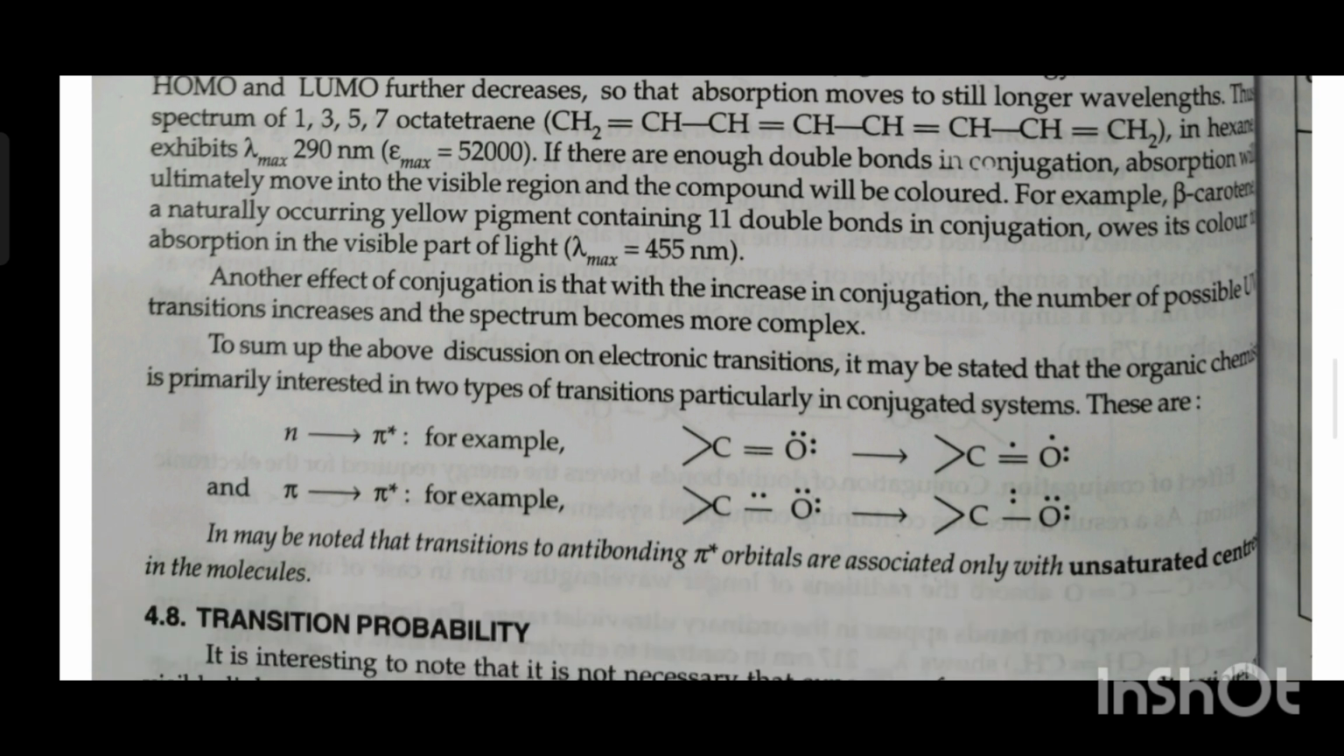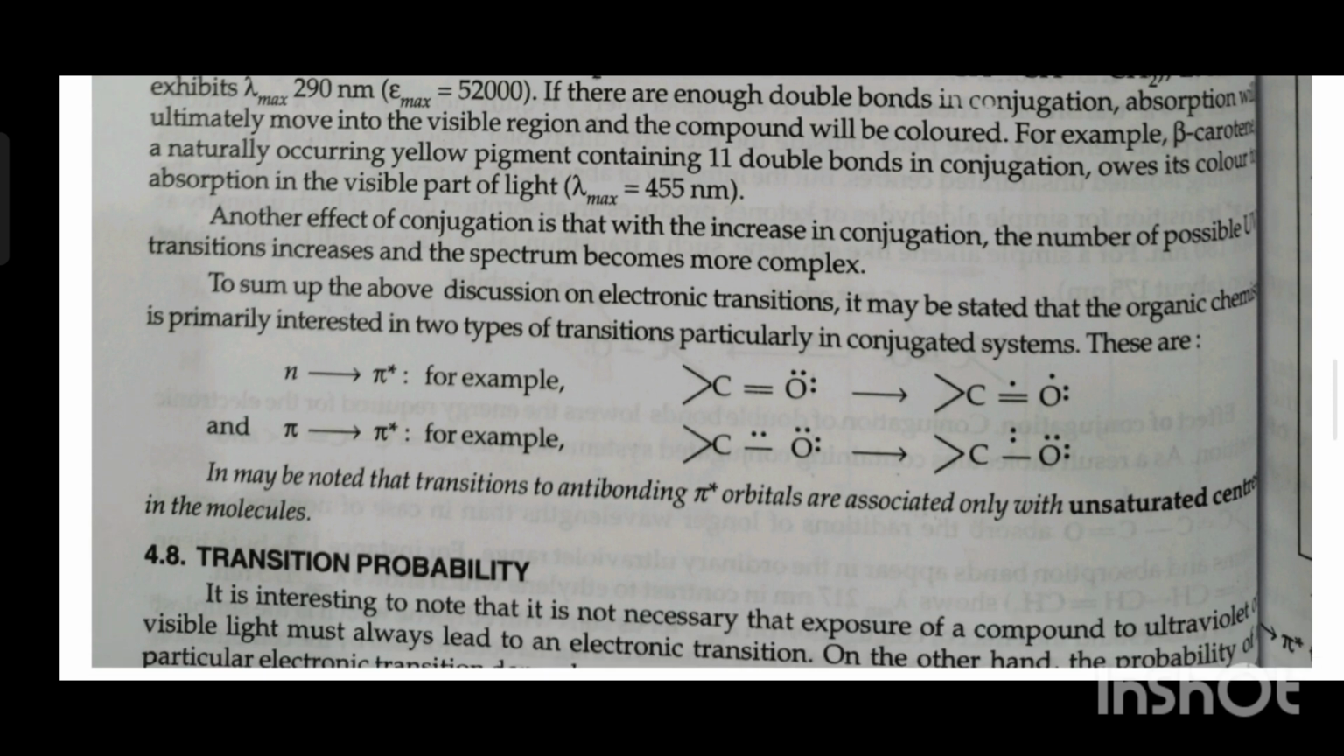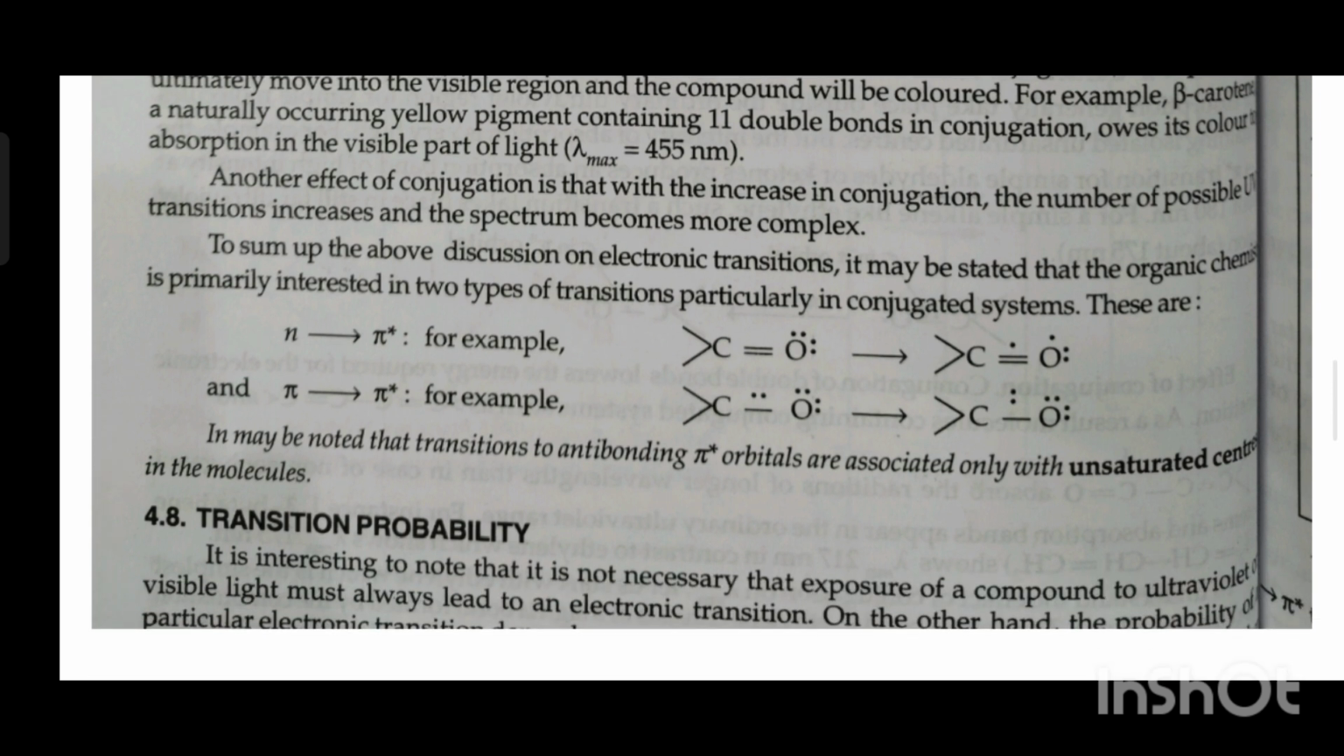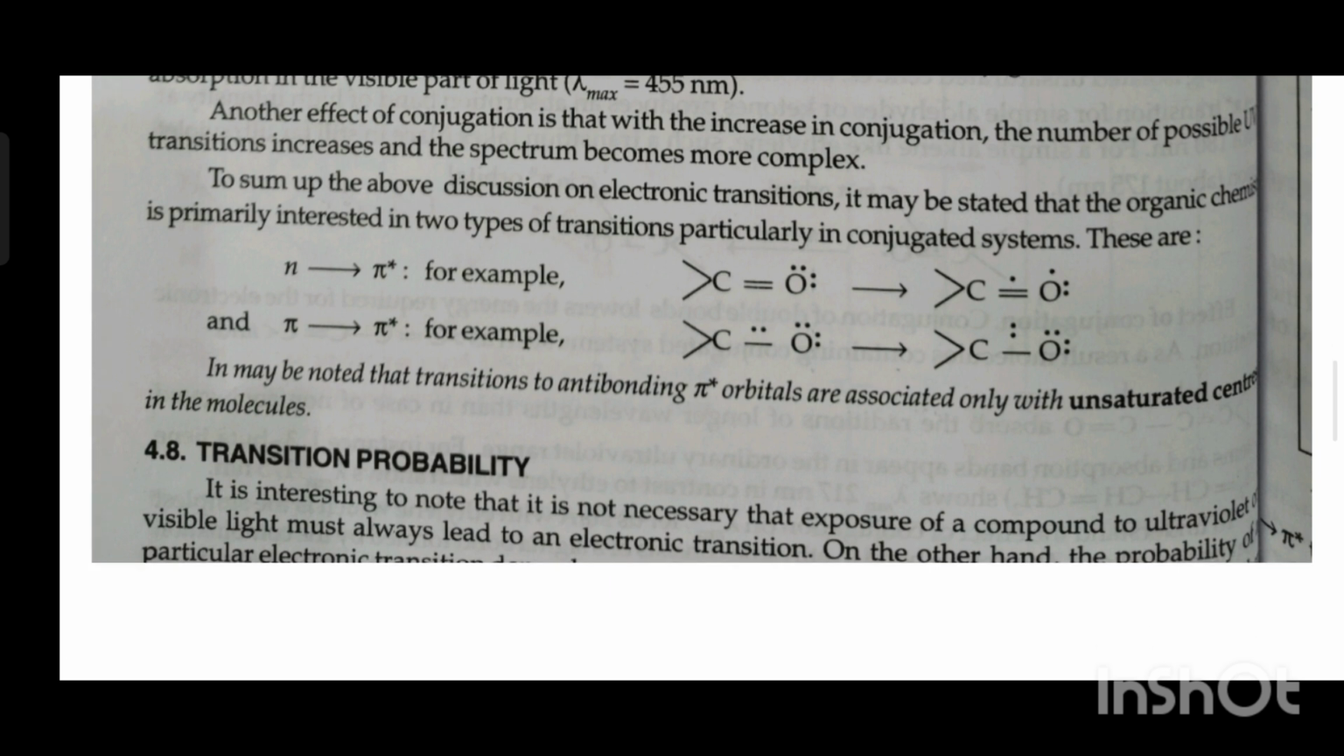To sum up the above discussion on electronic transition, it may be stated that organic chemistry is primarily interested in two types of transition, particularly in conjugation. These are n to pi star and pi to pi star. It may be noted that transitions to the antibonding pi star orbital are associated only with unsaturated centers of a molecule.